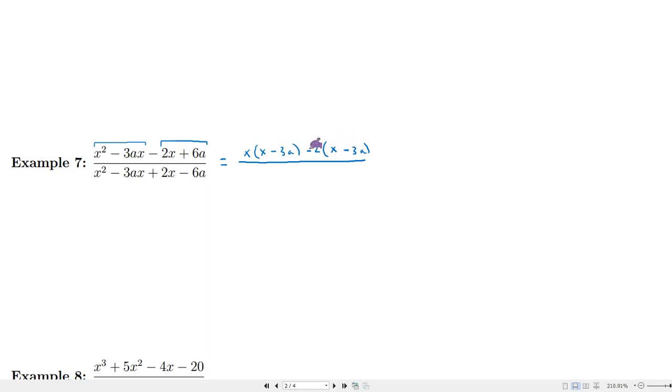So I wanted to show you sort of the wrong factorization and then look at it and see how we can fix it. Okay, so let's see what happens if we factor these two binomials. So what's the most that we could factor out of these two? Well, we could factor out an x, and we are left with x minus 3a. And over here we can factor out a 2, and we're left with x minus 3a. And this is good because what's left over is something in common.